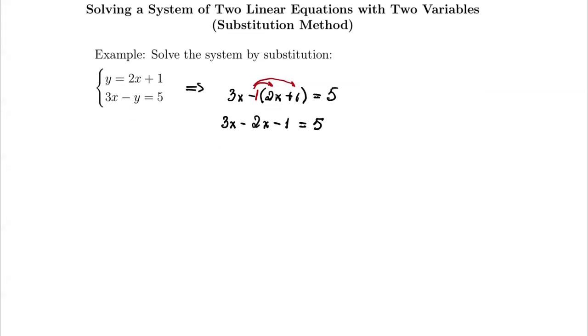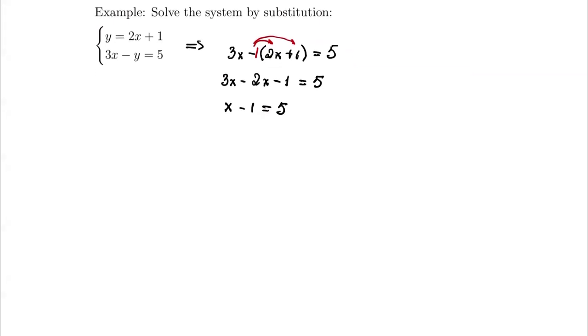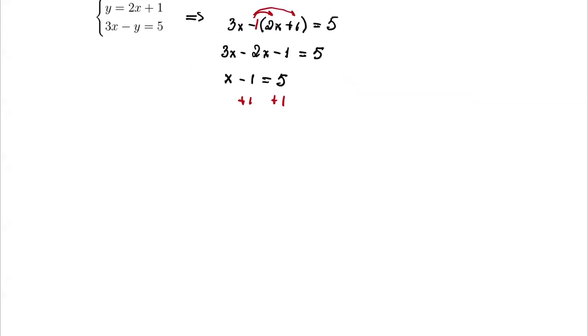Now we combine like terms. So 3x - 2x turns to be just x. x - 1 = 5. Add 1 to both sides of the equation. So we have +1 here and +1 here. And that leads to x = 6. So we have the value of one variable.